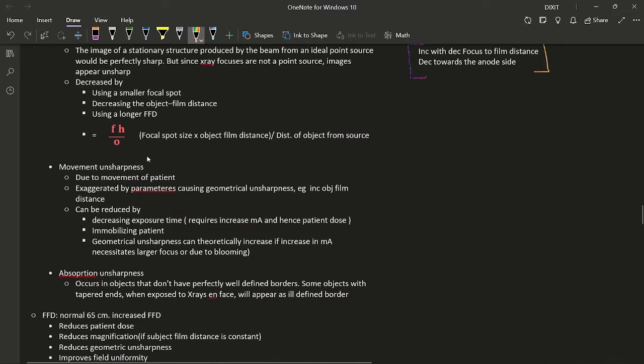Next one is movement unsharpness. It is due to movement of the patient, as the name suggests, and it is exaggerated by parameters causing geometrical unsharpness, for example increased object film distance.